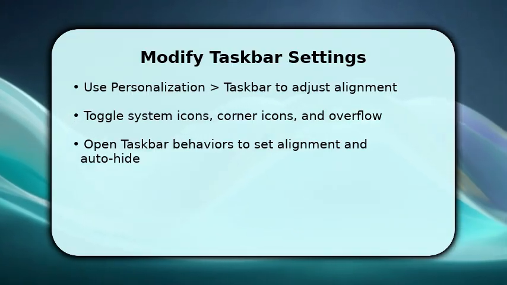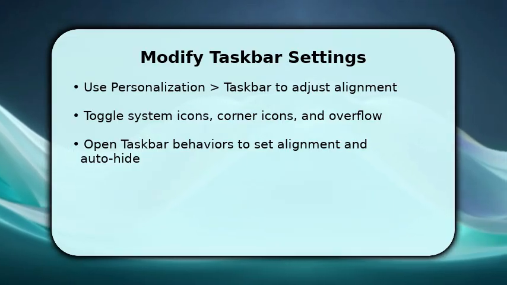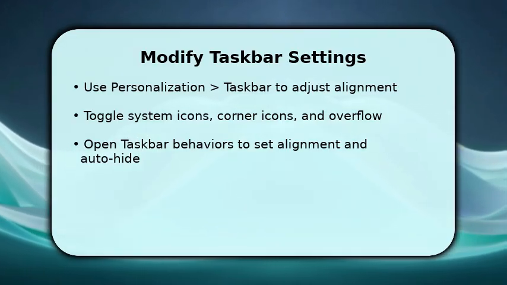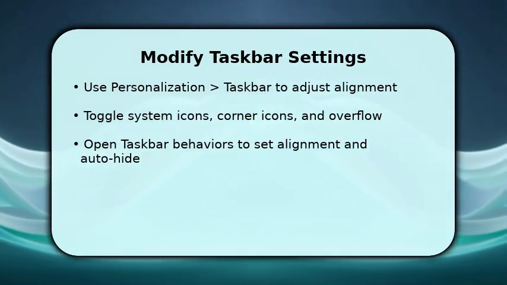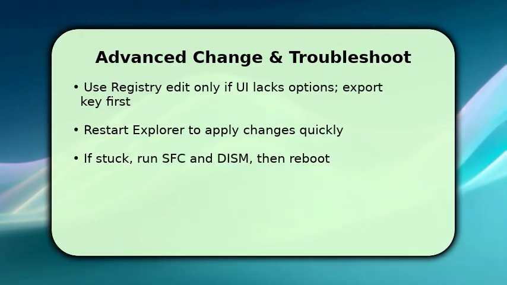Make adjustments one at a time and observe the desktop. Small changes let you judge layout and space without losing familiar controls or breaking workflow. If the settings UI doesn't expose what you need, you may edit the registry, but export the relevant key first so you can restore it.